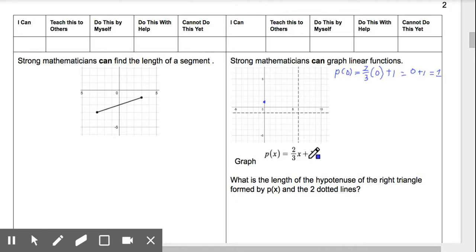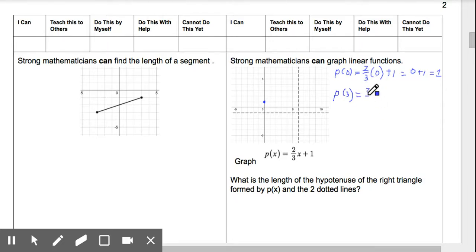Well, I could choose to find p of 1. But p of 1, if I assign 1 to x, I'm going to have 2/3 times 1, and that's going to be a fraction. It's not so easy to graph fractions on the grid, so I'm going to choose a number that will give me a whole number when I multiply by 2/3, and that would be x equals 3. Or I could use x equals 6 or x equals 12. But I'm going to use x equals 3. So I want to find what is p of 3. This is going to be my second point.